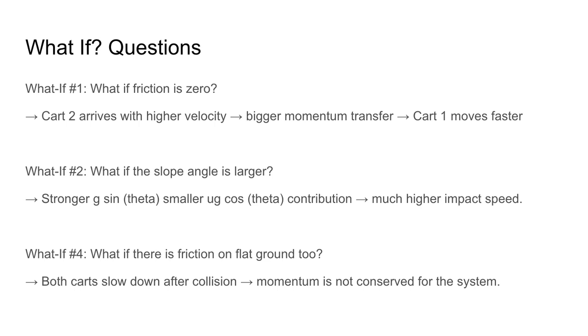What if the slope angle is larger? There is a stronger g sine theta, a smaller mu g cos theta contribution, and thus a much higher impact speed. Question number 4: what if there is friction on the flat ground as well? The answer is that both carts slow down after the collision and the momentum is not conserved for the system.